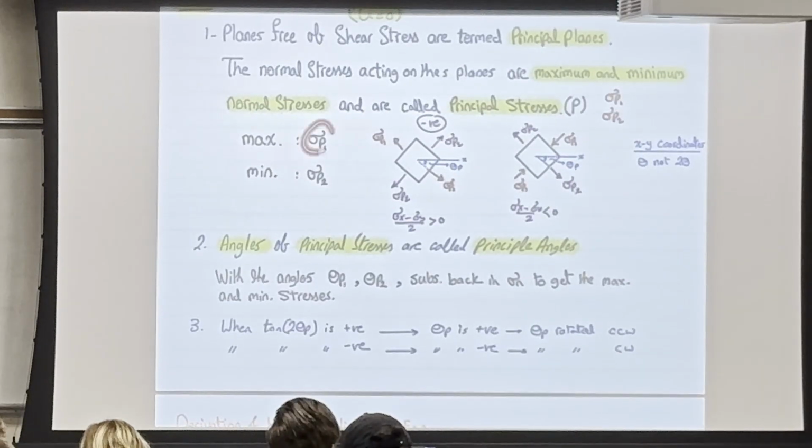I want to take back something. I said the sigma P1 and sigma P2 might interchange, which one is maximum and which one is minimum. No, sigma max, so the maximum is going to be sigma P1 and the minimum is going to be sigma P2. And we're going to go through this in a moment.